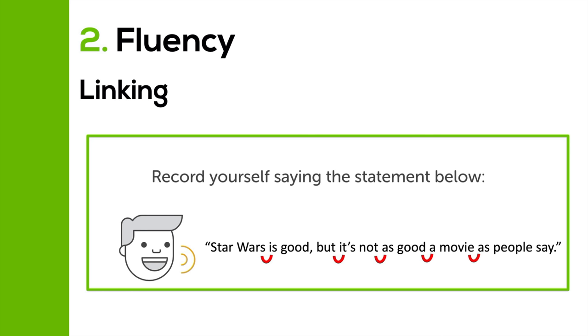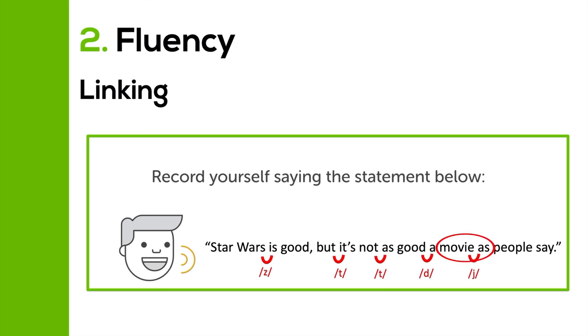Now, this is how linking works. When one word ends in a consonant sound, but the other begins in a vowel, that consonant links to the next word. For example, wars is, wars is. Star Wars is good, Star Wars is good. This rule is quite simple and it's found a lot in other languages too. However, linking can be a bit more complicated. Take a look at the last one, movie yas.